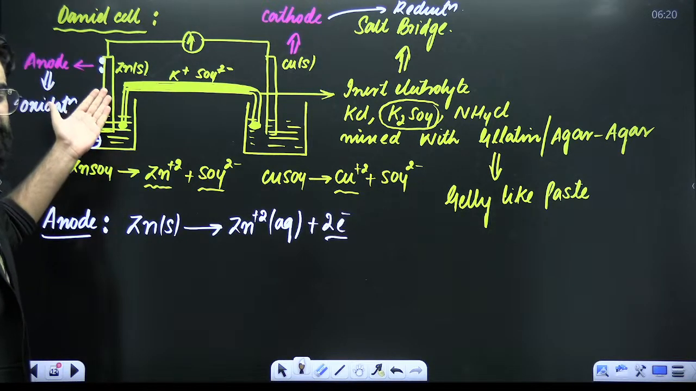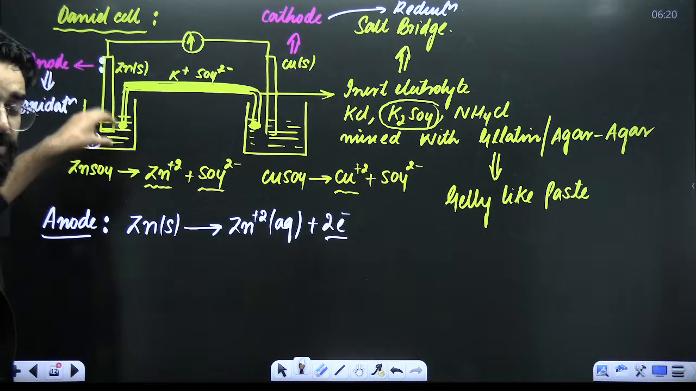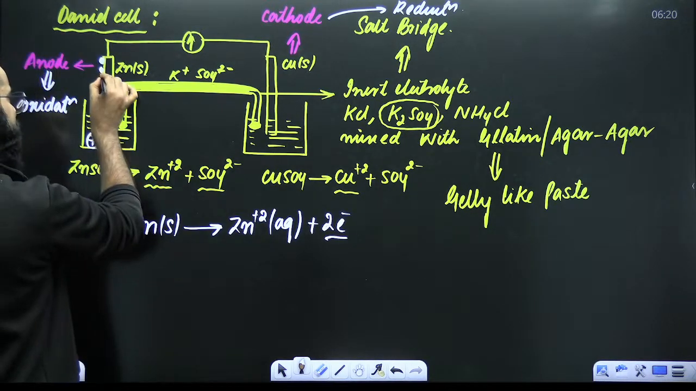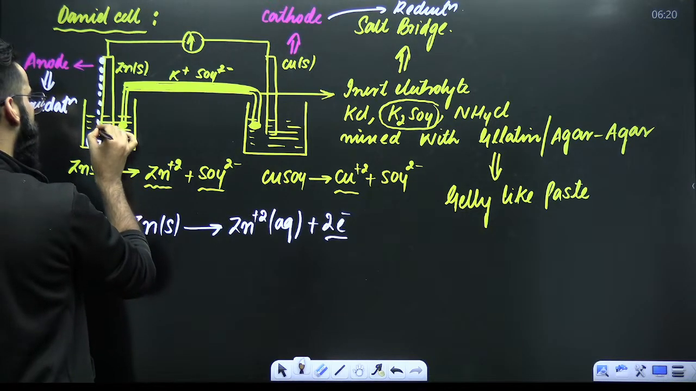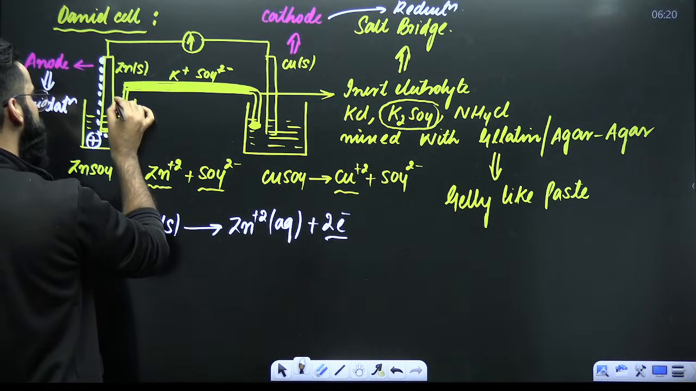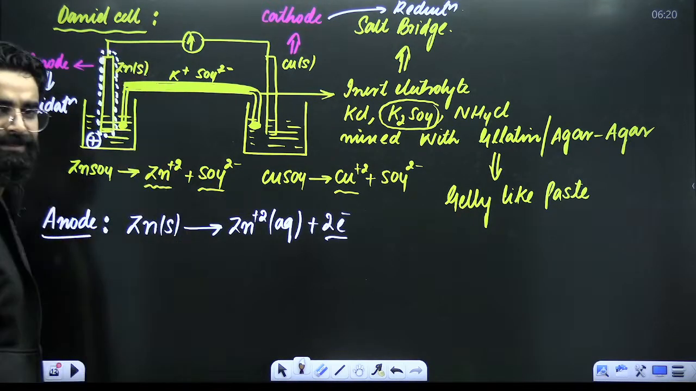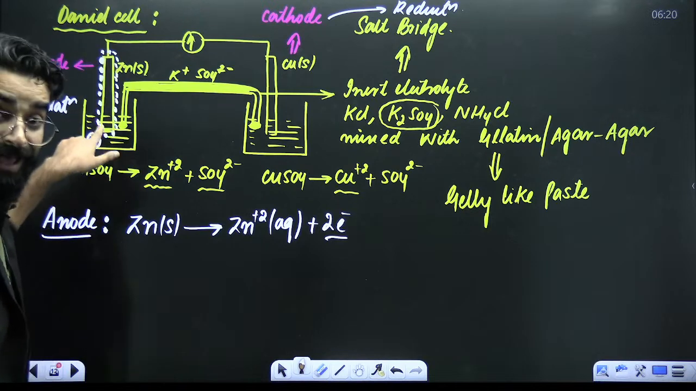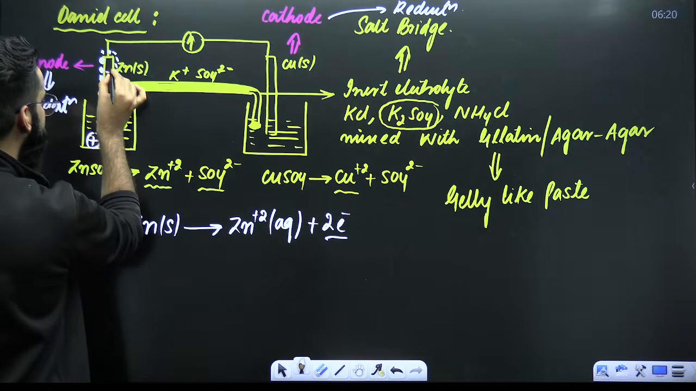Similarly, one more zinc atom will undergo oxidation. One more zinc dipositive is going to enter into the solution, and two more electrons are going to accumulate on the rod. Similarly, the electrons are continuously going to be accumulated on the rod. And if electrons are accumulated on the rod, tell me which charge this rod is going to carry. Since electrons are being accumulated on the rod, the rod is going to carry the negative charge.